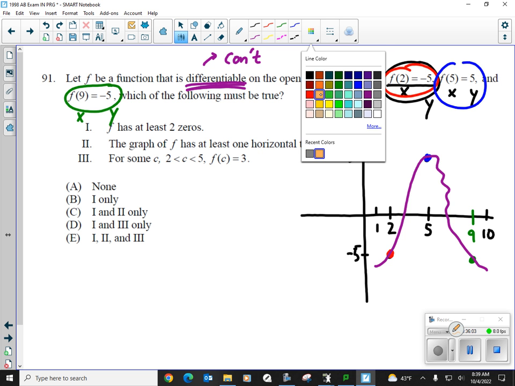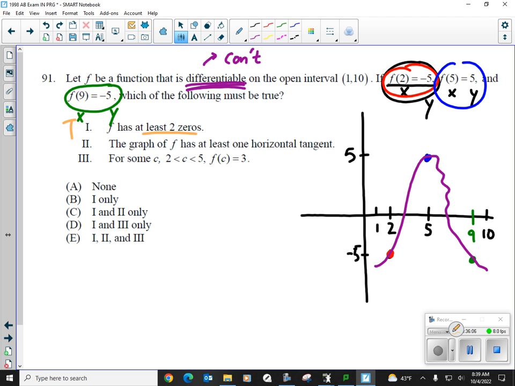All right, at least 2 zeros. That's true. It has to touch at least twice to go from here up to here and back down. You have to cross the x-axis at least twice. The graph of f has at least one horizontal tangent line. Yeah, in order to get from our starting point to our ending point, that means at some place in between the endpoints, I have to have the same slope, a horizontal tangent line. The one I drew is right here.